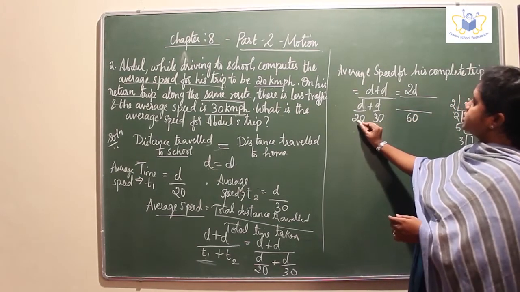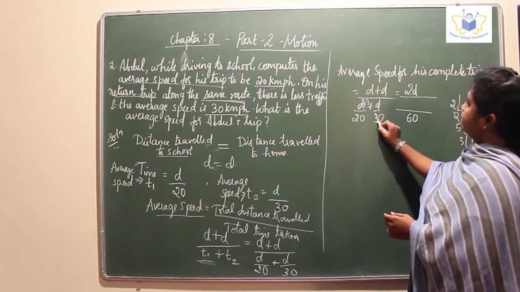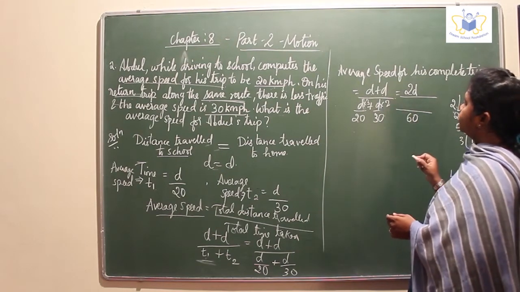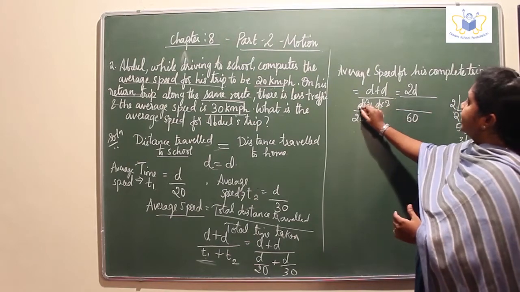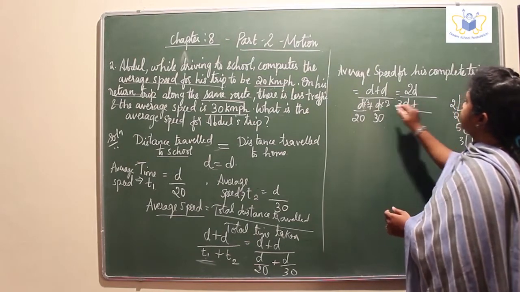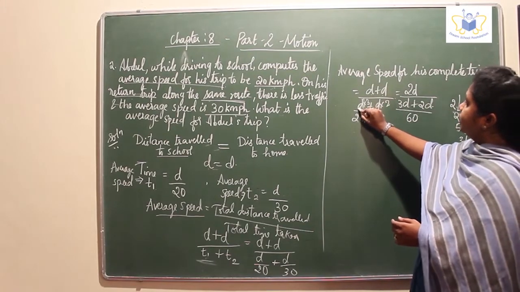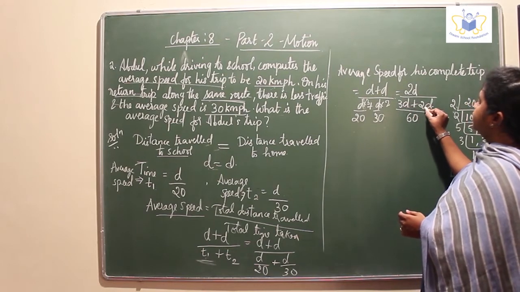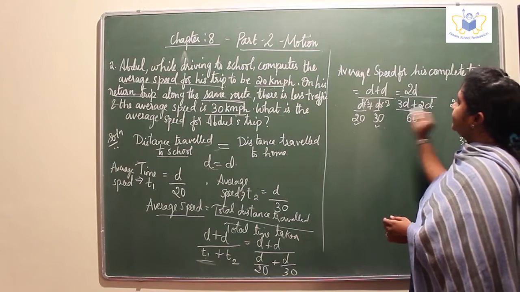So how many times will 20 go into 60? It will go 3 times. Here 30 will go into 60 2 times. 30 into 2 is 60, 20 into 3 is 60. So 3D plus 2D. Understood? 3 into D plus 2 into D. So it is 3D plus 2D, and we have found the LCM for 20 and 30.